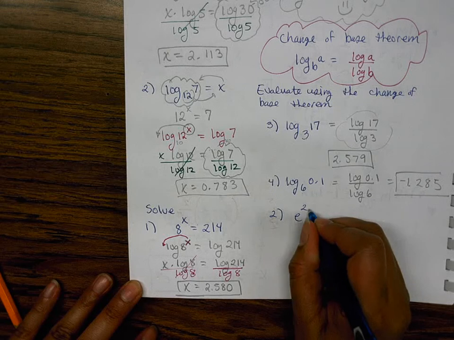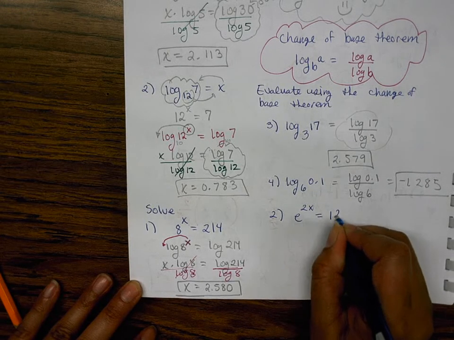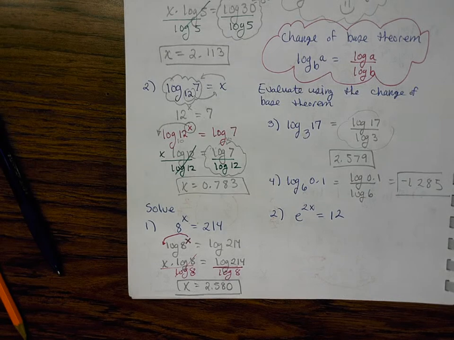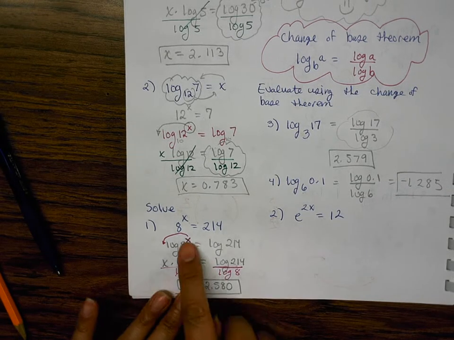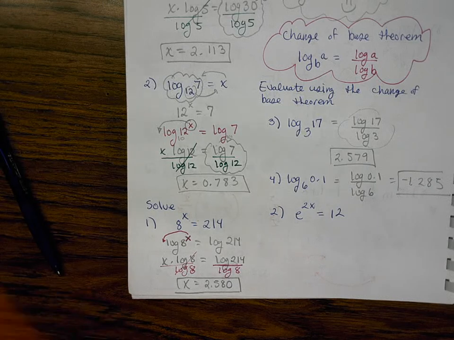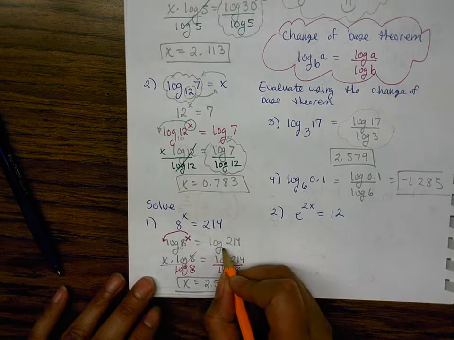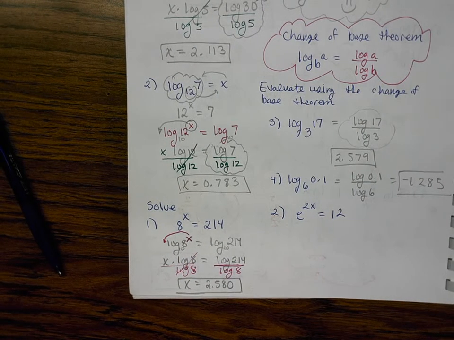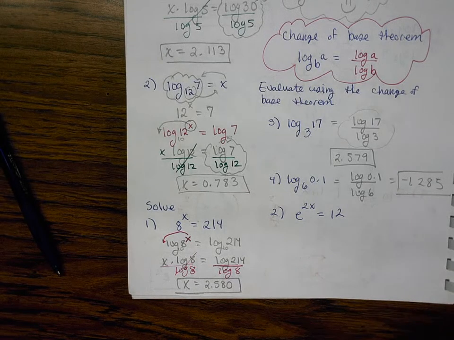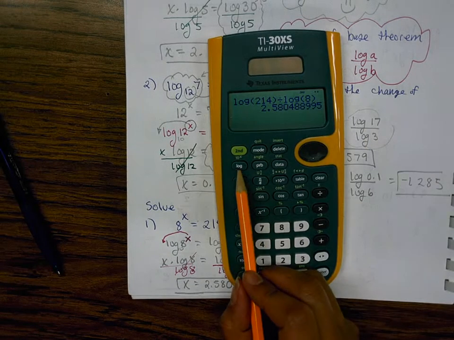All right, another similar one to that one, number 2. e to the 2x equals 12. All right, now think really hard about this one. What did we do on this one? We took log of both sides. And I've said it before, of all the logs in the world, why do I use log base 10? So that I can plug it into my calculator.